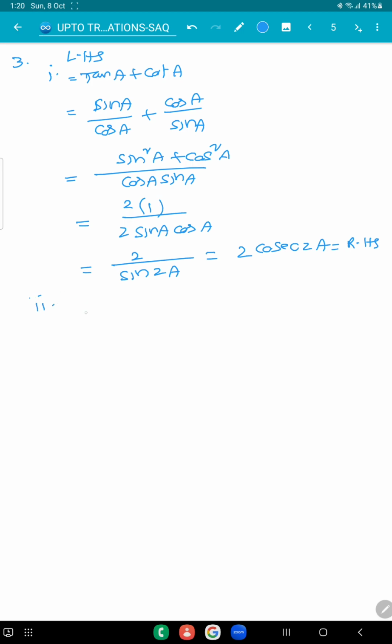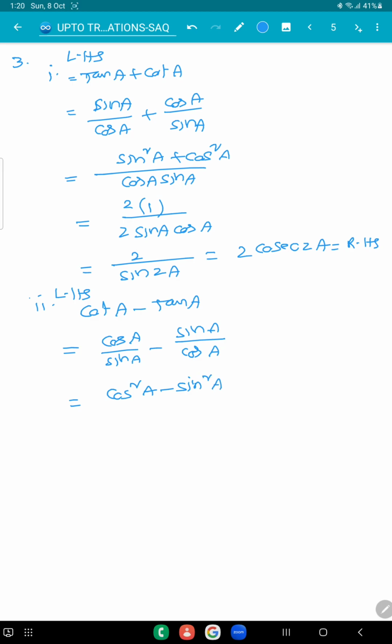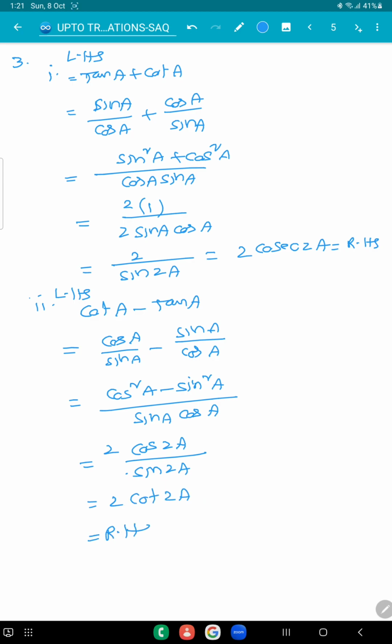The second one in this one is LHS. Consider LHS cot a minus tan a. Cot a is cos a by sin a minus tan a is sin a by cos a. So let us take LCM. Cos square a minus sin square a, here LCM is sin a cos a. What is cos square a minus sin square a? Cos 2a. By multiplication and division by 2, this becomes sin 2a. So that is equal to 2 cos 2a by sin 2a, which is 2 cot 2a. That is right hand side. Done.